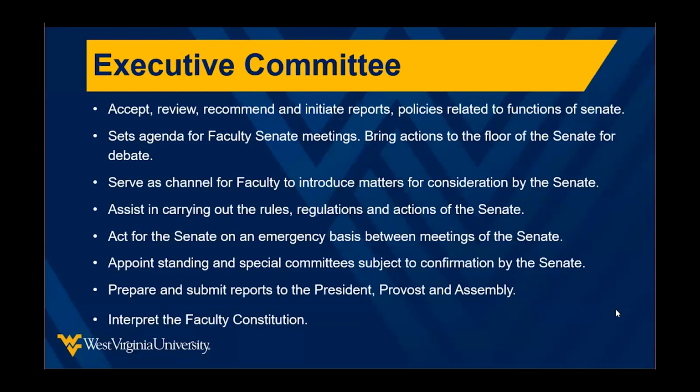Now, in addition to the Senate, we had our University Assembly, which is basically all faculty who meet those criteria. Then we have our Faculty Senate. We also have an Executive Committee, which meets to review what is going to occur relative to the Senate, looking at policies, looking at actions that may be brought before the Senate, reviewing new matters that might need to come up before the Senate, assisting in carrying out the rules, regulations, and actions of the Senate, and also acting as the emergency body to act on behalf of the Senate in between meetings.